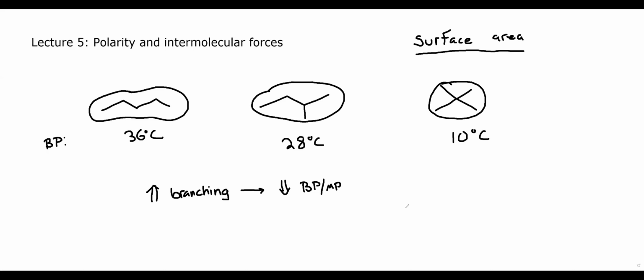Okay. So again, as we increase the number of branches we have, we are going to decrease the amount of London dispersion forces at play because we are decreasing the surface area of our molecule. We're decreasing the total area that it's taking up. So this is going to decrease the melting point or the boiling point.